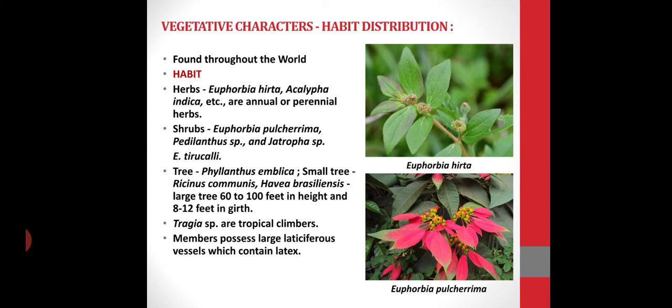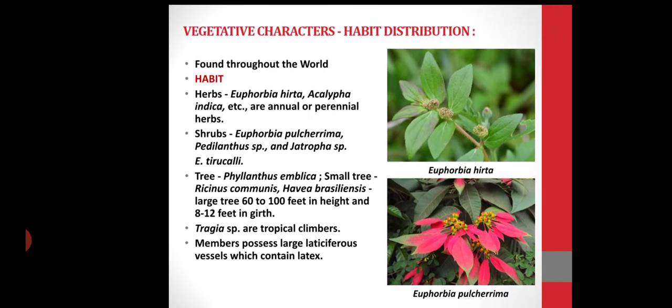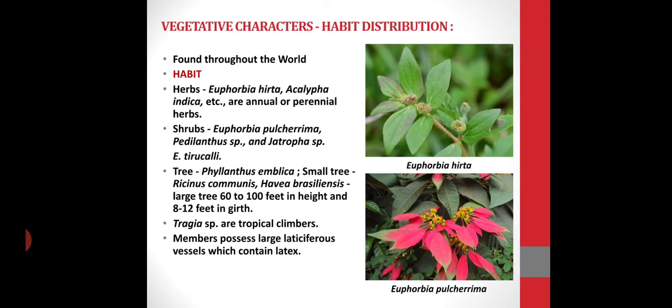First we will discuss the vegetative characteristics of the family, and before that its distribution. The family is a large one, with about 313 genera and 8100 species. It is normally cosmopolitan in distribution, and it grows in mesophytic climatic conditions. Most of them are confined to the tropics. Coming to its habit, that is the external appearance of the plant, we can see herbs, shrubs, sometimes trees and climbers, a wide variety of morphological organizations.